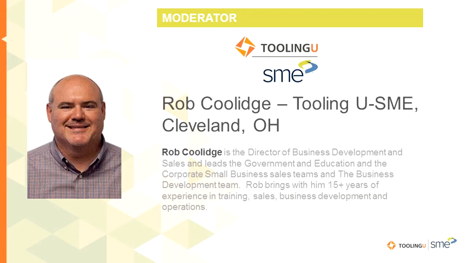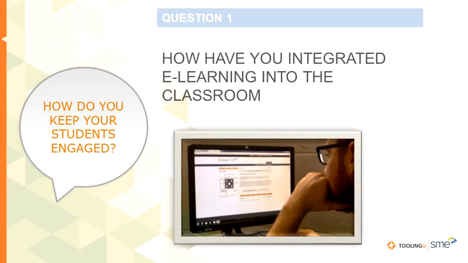All right, so a little bit about myself. As Courtney said, I'm Rob Coolidge. I'm with ToolingU-SME, been here about 2 years. I'm the Director of Business Development and Sales, and I lead the Government and Education group here. All right, let's dive right into this.